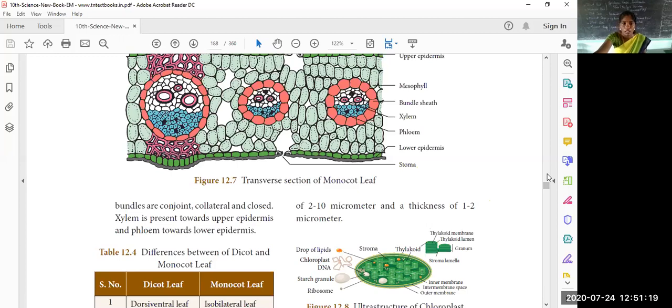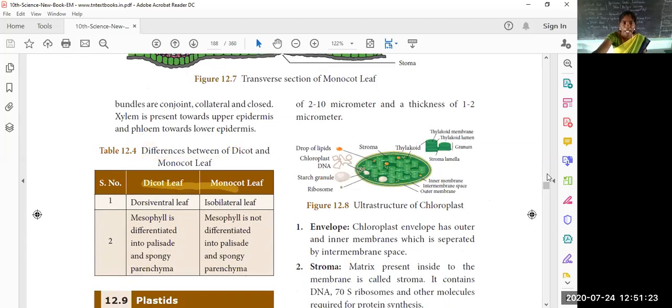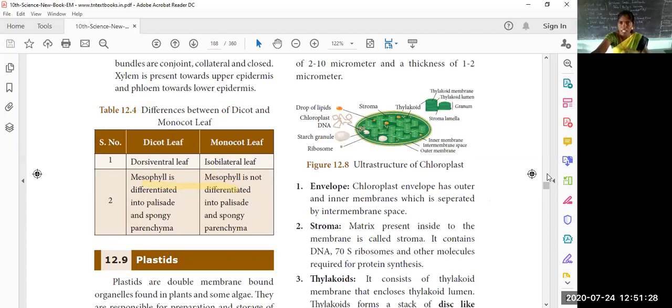Now you may see the difference between dicot and monocot leaf. Dicot leaf is dorsiventral, where dorsi means upper and lower. Monocot leaf is isobilateral. Mesophyll is differentiated into palisade and spongy parenchyma in a dicot leaf. In a monocot leaf, mesophyll is not differentiated. These are the major differences between the monocot and dicot leaf.